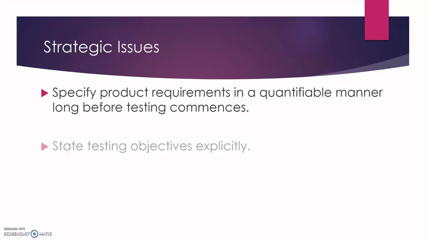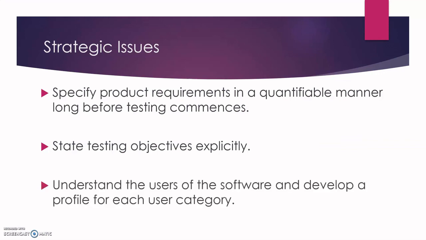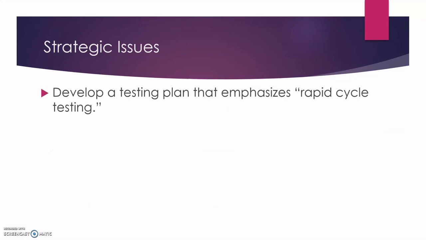Okay. Our next issue is state testing objectives explicitly. So objectives of testing should be stated in a clear manner. That is, we should be very aware of what we are going to test. Then understand the users of the software and develop a profile for each user category. Here overall testing effort can be reduced by focusing on actual use of the product and performing testing on the actual uses. Then develop a testing plan that emphasizes rapid cycle testing.